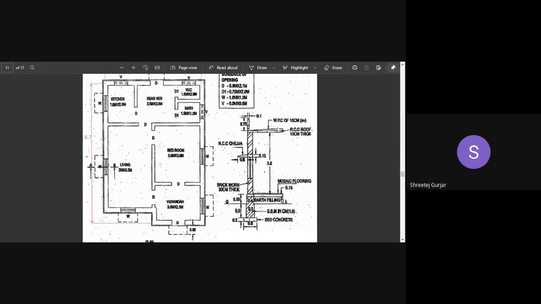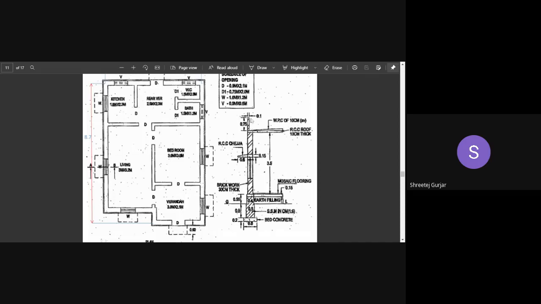The average thickness of this is 10 centimeters, because you can see it is a sloping one, right? So that the rainwater which falls on your roof can drain out sideways. So it is given in a slope fashion, and the average thickness of this weatherproof course is taken as 10 centimeters.